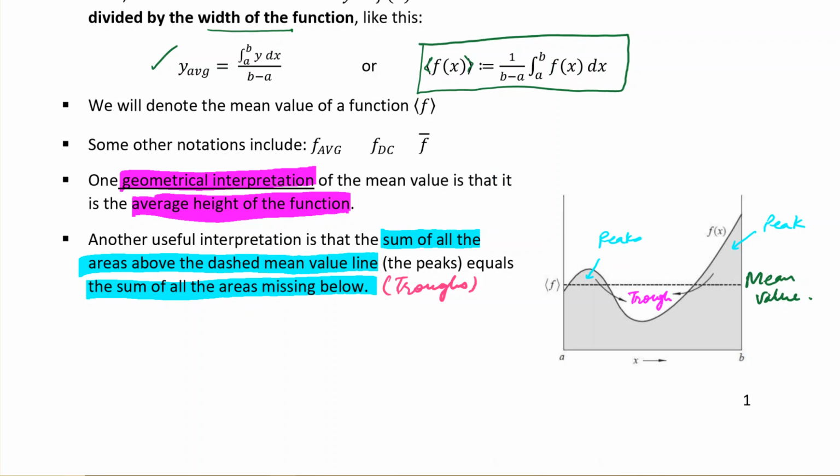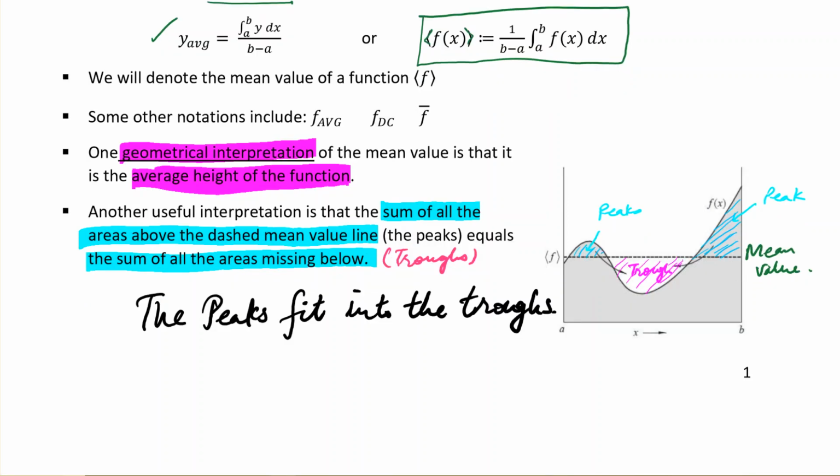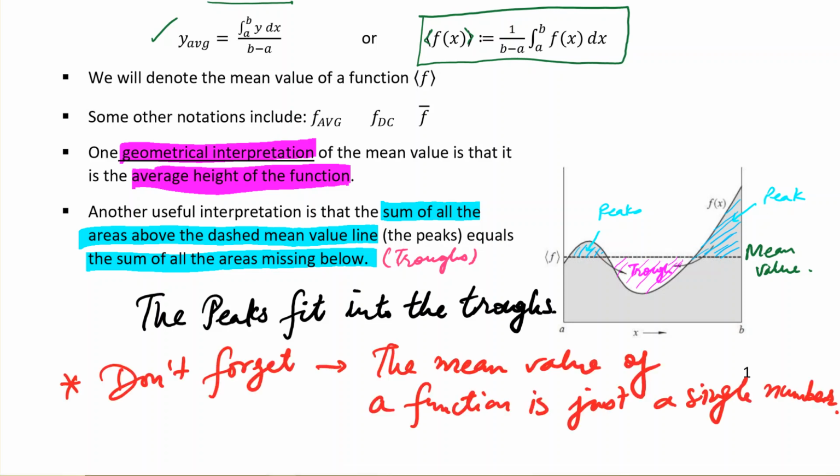In other words, we say that the peaks fit into troughs. So the mean value is the line that separates the peaks and troughs, and the peaks fit into troughs. This blue area is the same as the pink area. And don't forget that the mean value of a function is just a single number, because as we see in the expression, we have a definite integral and we're going to get a number in the end when we solve this.